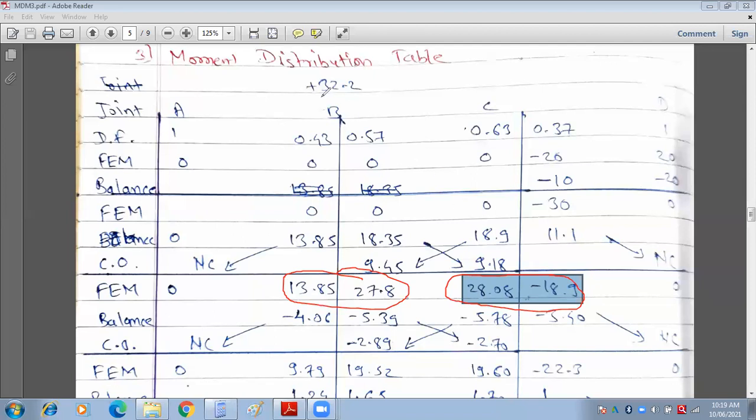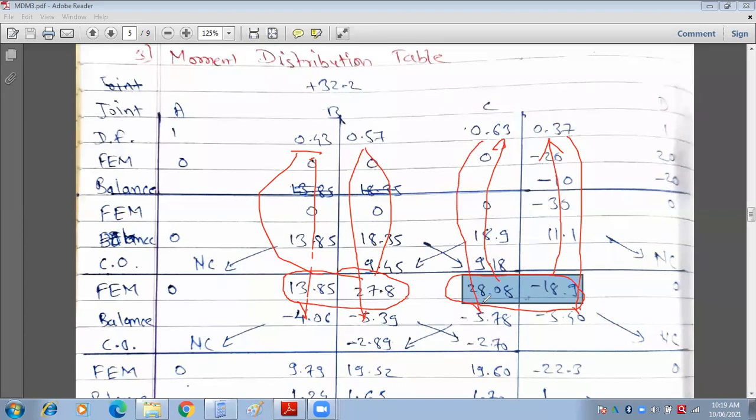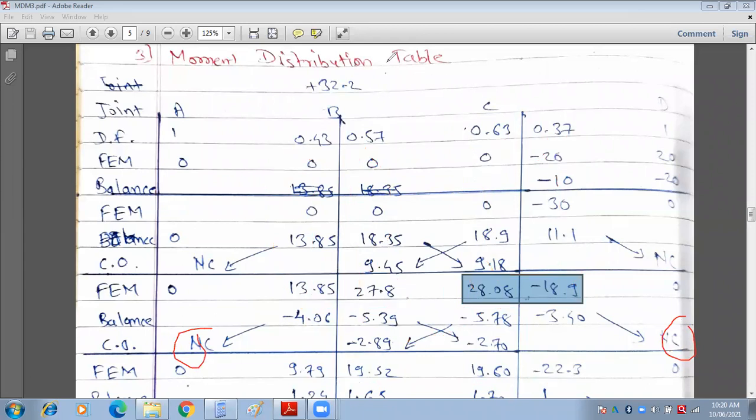Now repeat the procedure, multiply with these distribution factors and write down this moment over here, write down this moment over here, make the difference of these two, multiply with this distribution factor, and write down this moment over here, write down this moment over here. Now the 50% is transferred to the far end. There will not be any carryover to this side and this side. Again, make this addition and repeat this procedure until you get the balance moment.